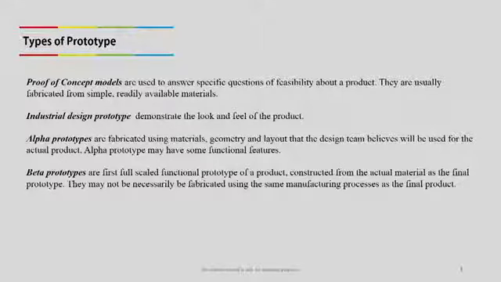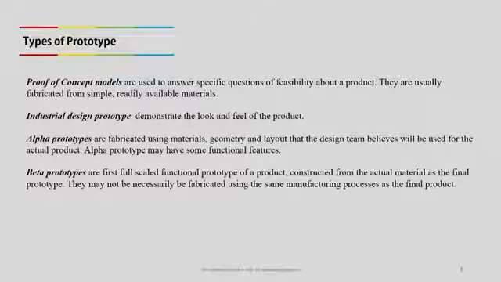In making an alpha prototype, the actual manufacturing process may not be used, but the actual material and geometry will be used. Next is beta prototype. Beta prototypes are the first full scale functional prototype of a product, constructed from the actual material of the final product. They may not necessarily be fabricated using the same manufacturing processes as the final product. Most of the time in a beta prototype, plastic products are made through CNC milling or 3D printing.